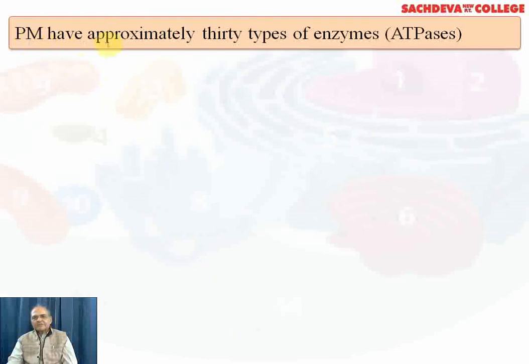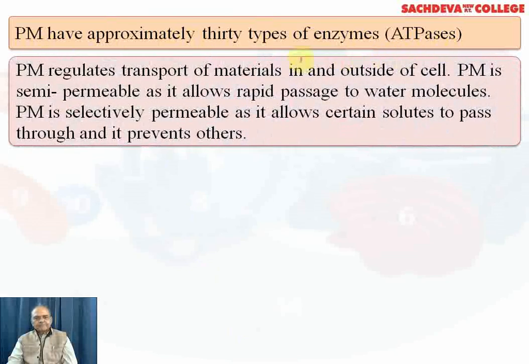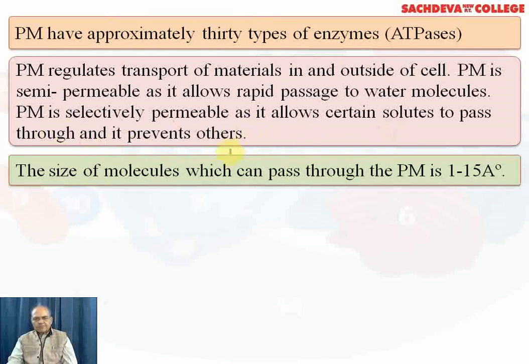The plasma membrane has approximately 30 types of enzymes, say ATPases. The plasma membrane regulates transport of materials in and out of the cell. It is semi-permeable as it allows rapid passage to water molecules. It is selectively permeable as it allows certain solutes to pass through and prevents others. The size of the molecules which can pass through the plasma membrane ranges between 1 to 15 angstrom.